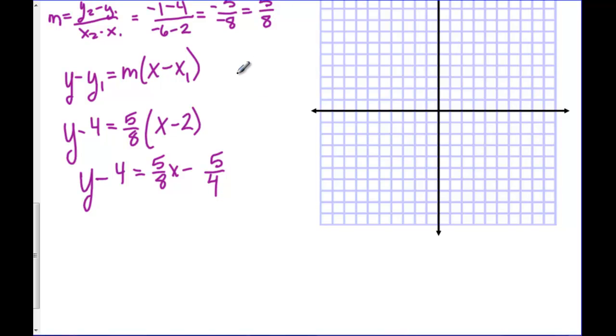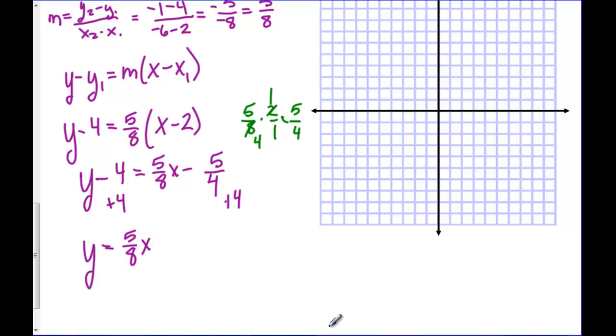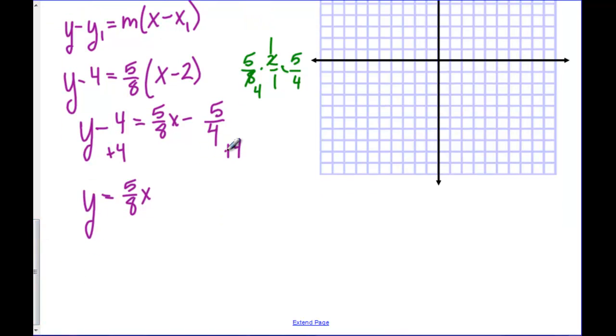You think so? Here, I'll show you the side work for it. So the side work is 5/8 times 2 over 1. And we're reducing, so 2 goes into 8 4 times, 2 goes into 2 1 time. So we end up with the 5/4. All right, now we need to move this 4 over. So plus 4, plus 4. So then we have y equals 5/8x. And let's see, we have a negative 5/4 and then plus 4, which is actually plus 16/4.